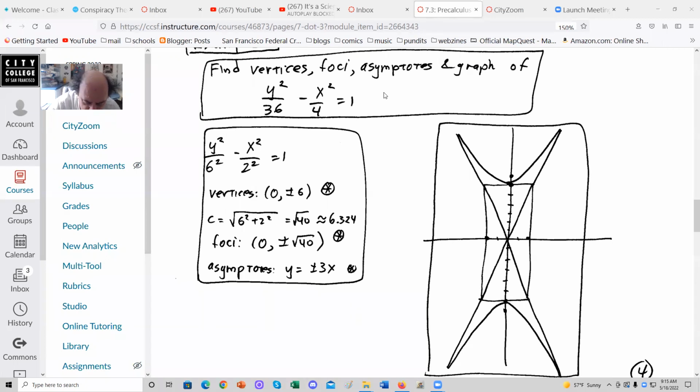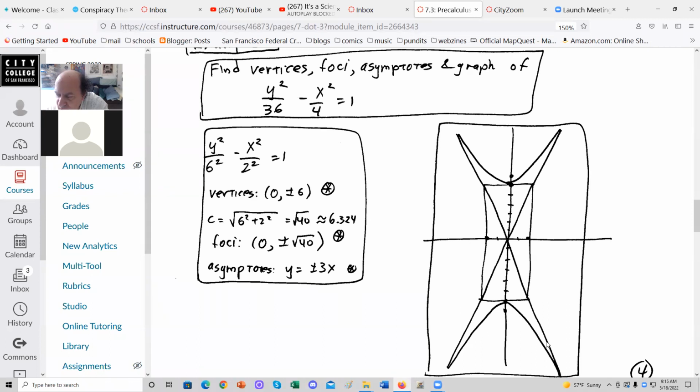Good check. And so here's a point 0 by -6, 0 by 6. Those are the vertices. Go to plus or minus 2 by 0. Make this box. Draw these asymptotes. And those are the asymptotes.